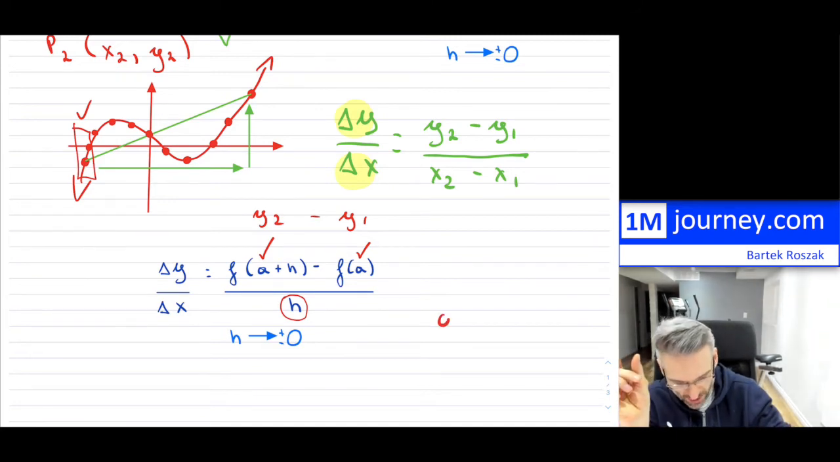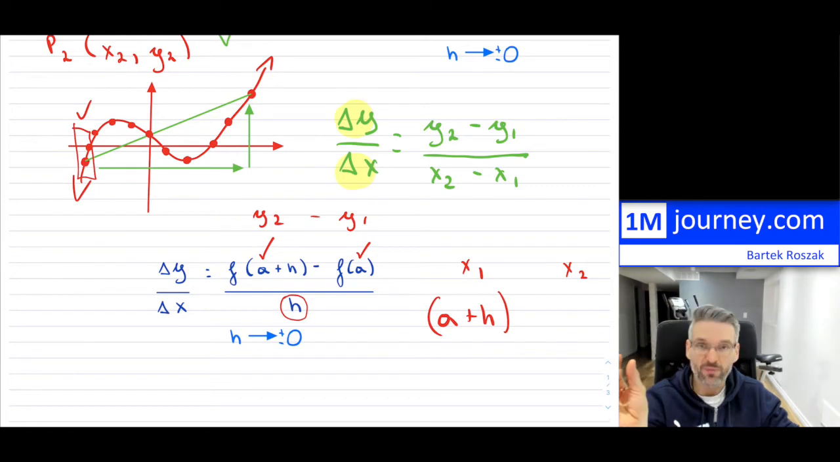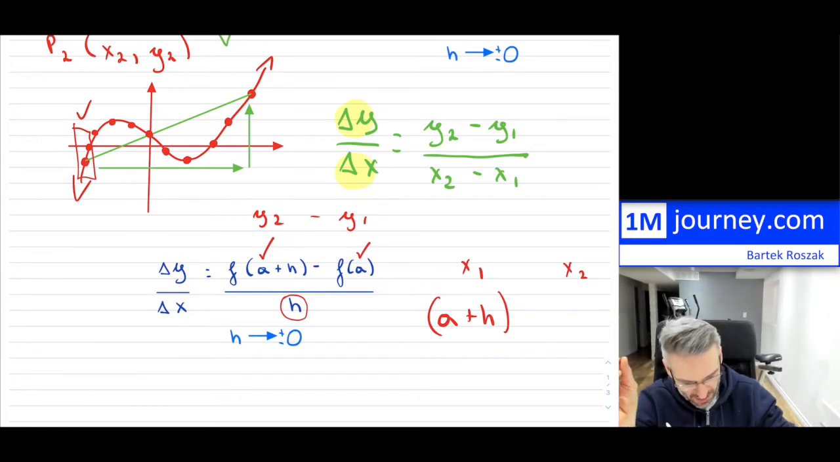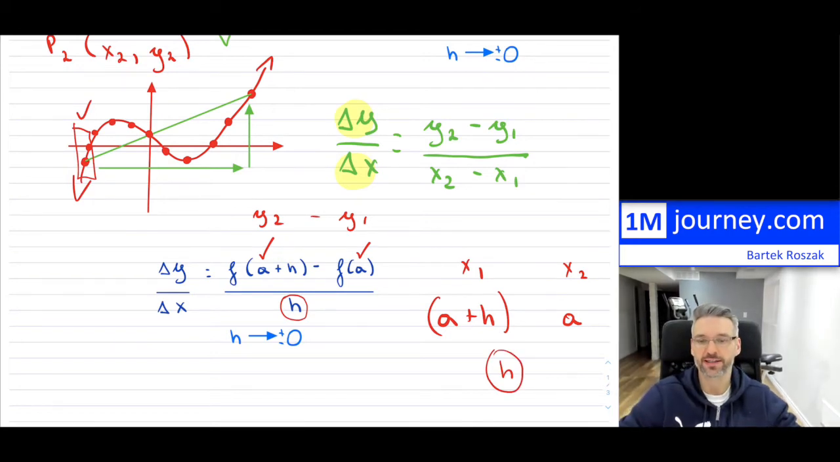This came from a plus h, which was like x1, and then x2, which in this particular case could have been just an a. When you subtract the two, you're going to get a difference of just h, because the a's just cancel. It doesn't matter if h is positive or negative. So it's coming from both sides and shrinking towards 0. That's what this means.